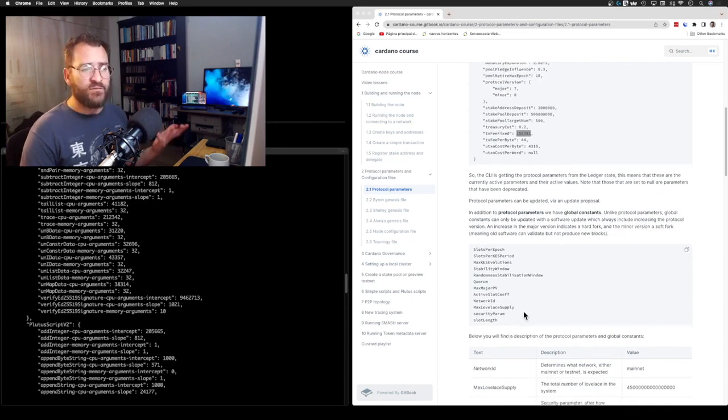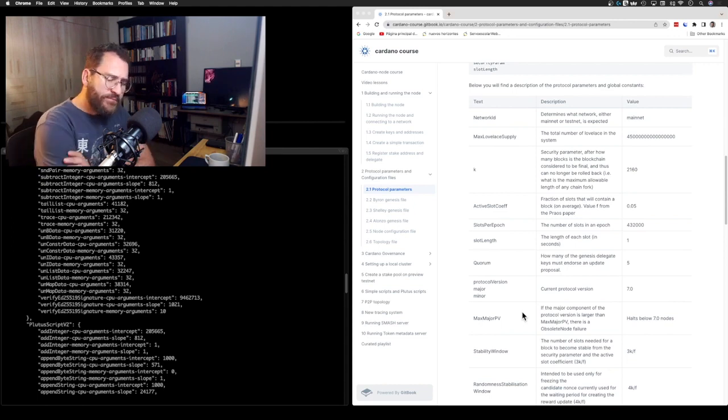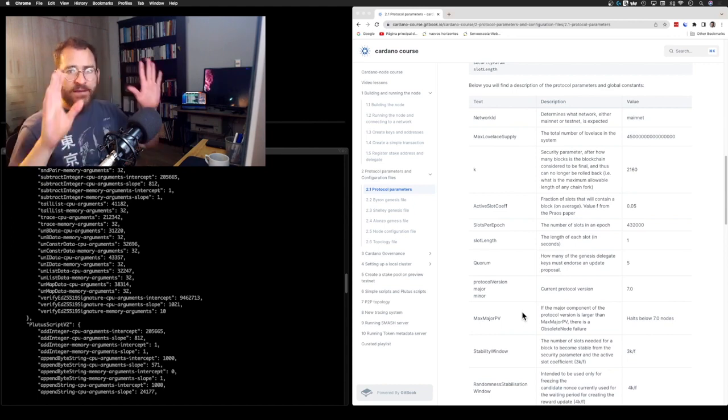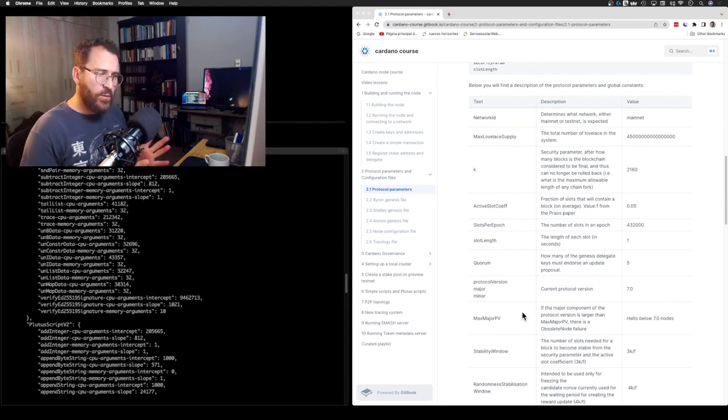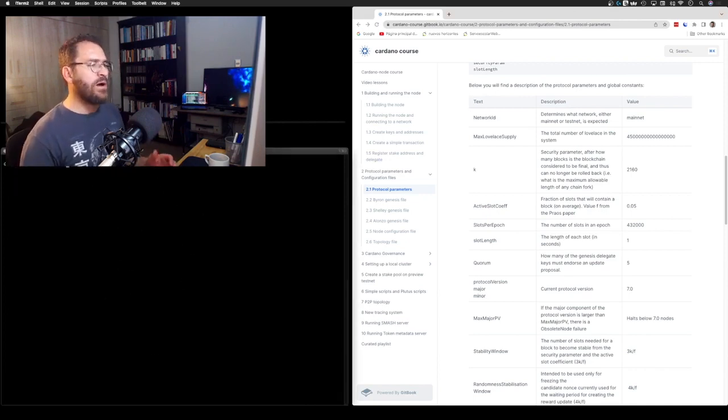But let me just move on a little bit down here, where I have a table where I have tried to sort the global constants and the protocol parameters in a different way, different to the output that we have here. And the idea is that I want to discuss them in a kind of more logical way to me.